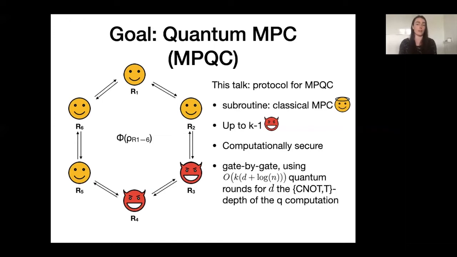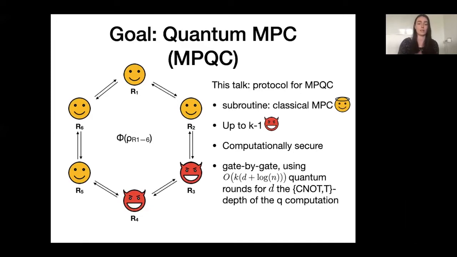Our protocol works gate by gate, so we assume that the map phi is given in terms of some quantum circuit. The amount of quantum communication necessary for computing this circuit is on the order of k times d, where k is the number of players and d is the depth of the circuit in terms of some specific gates, C0 and T. There's also an extra factor, log n, where n is some security parameter, and that factor arises due to some resource generation that the players have to do in an offline phase of the protocol in the beginning.